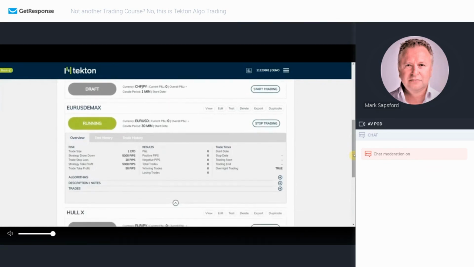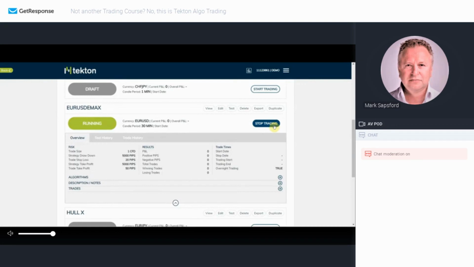Once you've set something to run live, you let it run live, and it will continue to trade until your strategy drawdown or strategy take profit have been hit. Now if you want to stop this one at any time, all you do is click stop trading, and this will switch your strategy off, switch your algorithm off, so it won't take any more trades once you've clicked stop trading. It will continue to run if there's an open trade, but it will not take any more trades on your strategy.